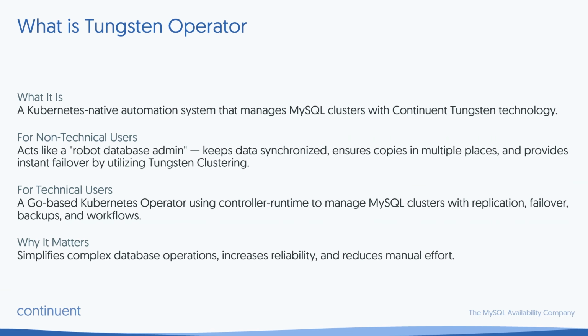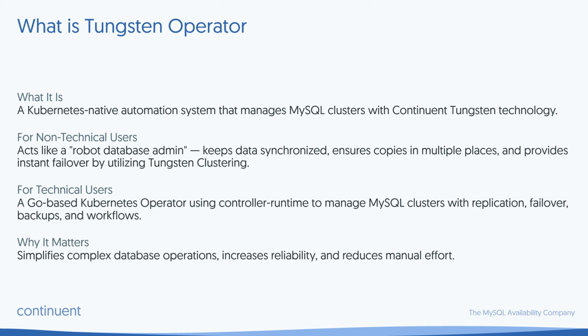So first of all, what is Tungsten Operator? Tungsten Operator is essentially a Kubernetes native automation system designed to manage MySQL database clusters using the Continuent Tungsten clustering technology. You can think of it like a robotic database administrator. It automatically takes care of the difficult tasks such as setup, maintenance, and protection of your MySQL databases in a Kubernetes environment. For non-technical users, imagine you need several copies of your critical data stored in different locations, always synchronized, and ready to take over instantly if one copy fails. Using proven Tungsten clustering as the technology, Tungsten Operator enables this through the Kubernetes environment.